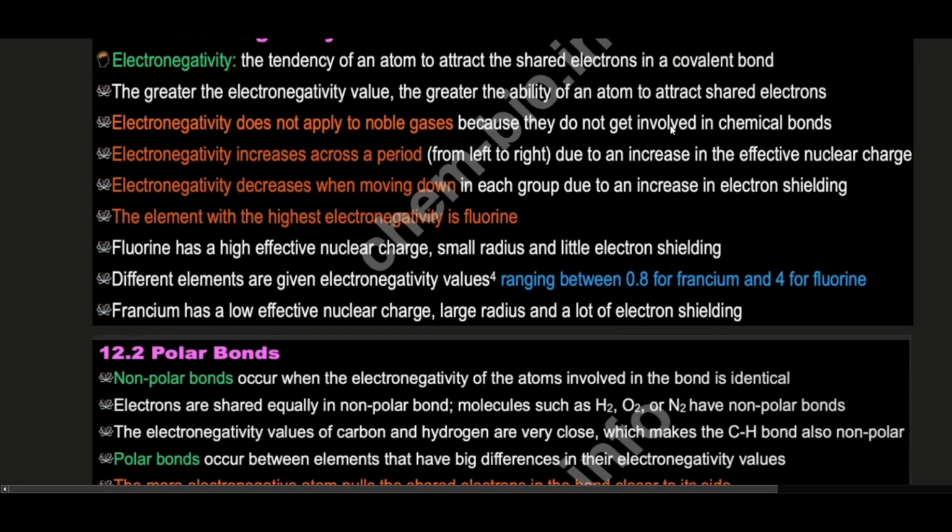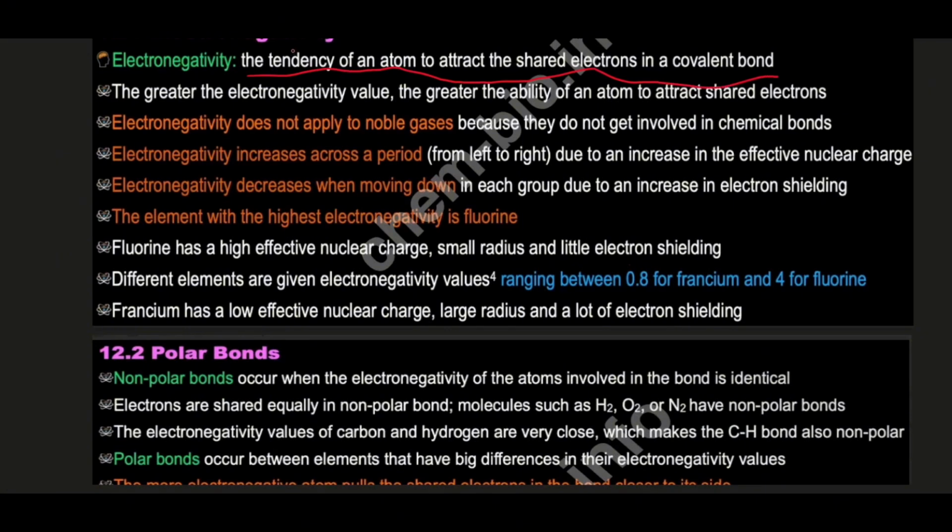The next part is to understand what molecular polarity is. In this case, we are first going to discuss what electronegativity is. It's basically the tendency of an atom to attract the shared electrons in a covalent bond.